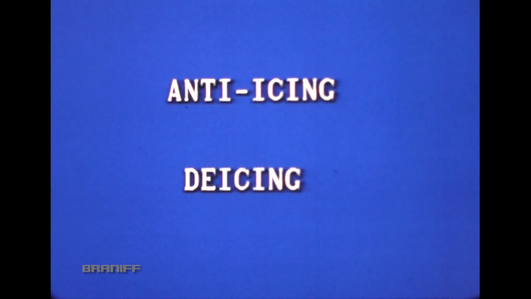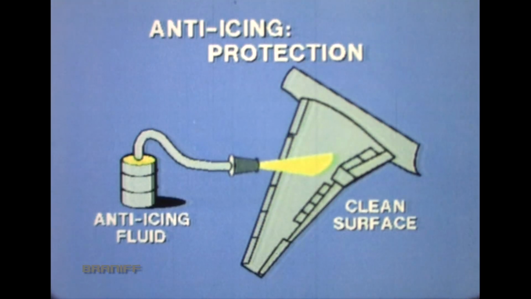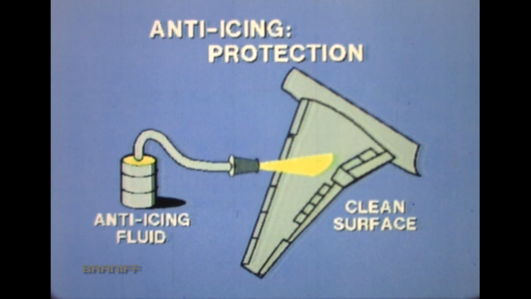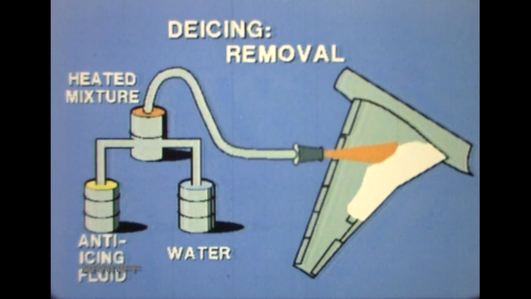Anti-icing and de-icing refer to different maintenance actions. Anti-icing is the protection from ice, snow, or frost accumulation on airplane surfaces. This is accomplished by applying undiluted glycol-based anti-icing fluid to the clean surfaces.